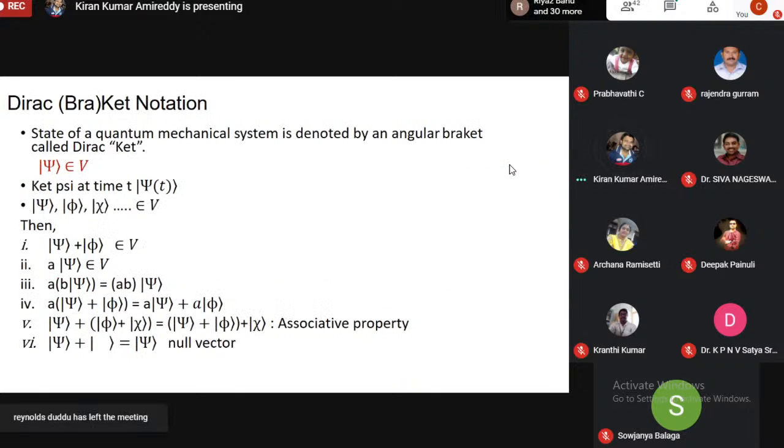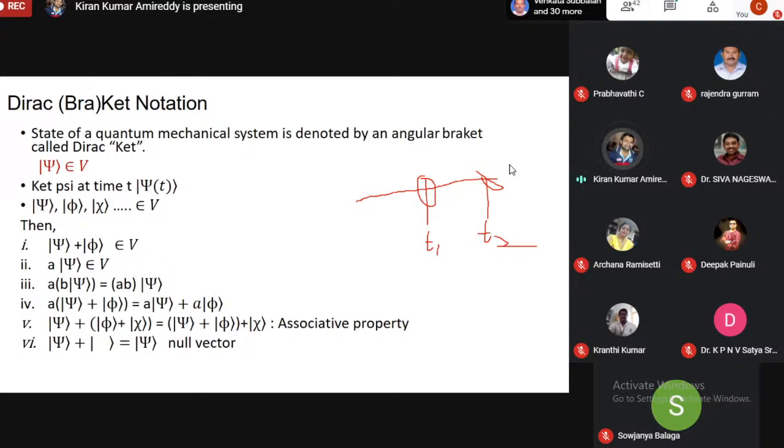Then if we want to define a state of a quantum mechanical system, say a particle in continuous motion, we define at time t1 the state of the quantum mechanical system here. At time t2, the system changes from this to this position.